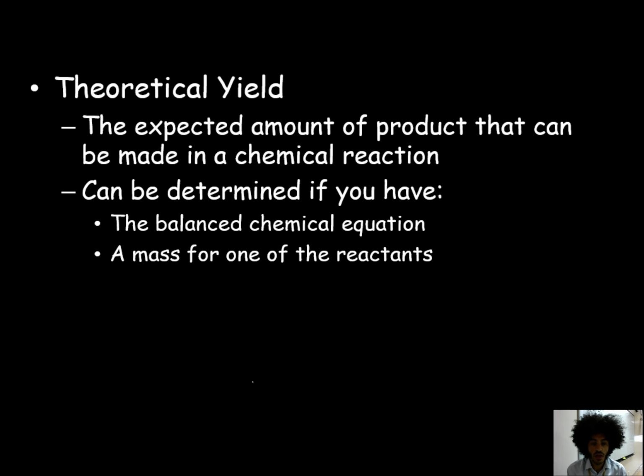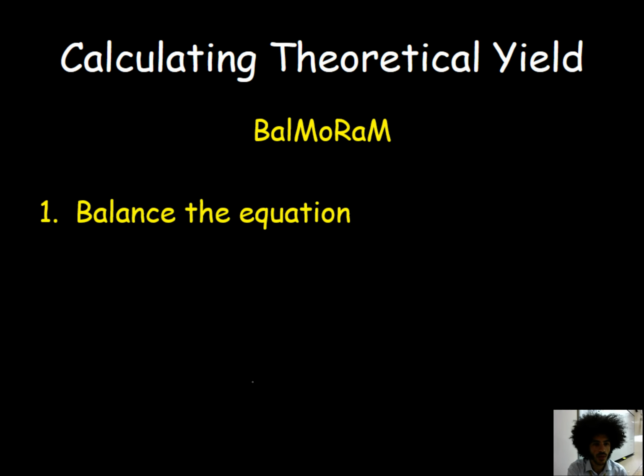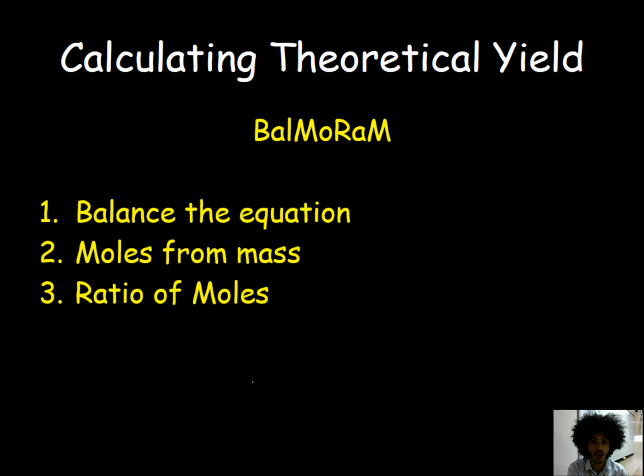There's a number of ways of remembering how to do it. The way that I try to remember it is Balmoral, which sounds a bit like Balmoral in Scotland, with the M at the end obviously changed. So Balmoral, the capital letters being important, stands for balance the equation, that's the Bal bit, so you have to balance your equation first. Then you have to do moles from mass, that's the Mo bit. Then you've got Ra for ratio of moles, and then finally you've got to do mass from moles. So that's basically the steps we're going to do. And I'll go for a practice example just so you get a feel of what it's like.